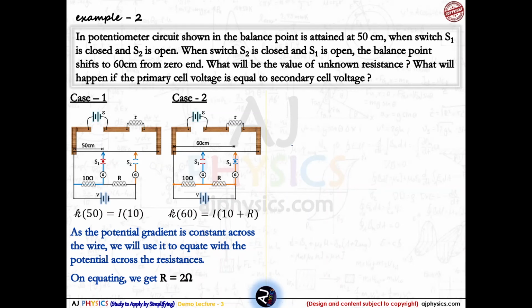Now the basic thing is, what will happen if it is equal or less than? In the case of less voltage, where E is less than V, there is no condition in which we can attain the balance point. In the equal case also, we can't attain the balance point. If this resistance is present, we will not attain it. It will still go beyond the length of the wire.